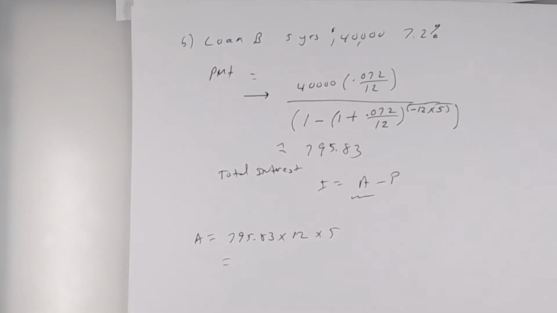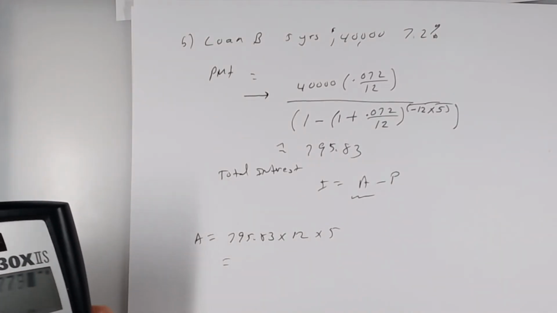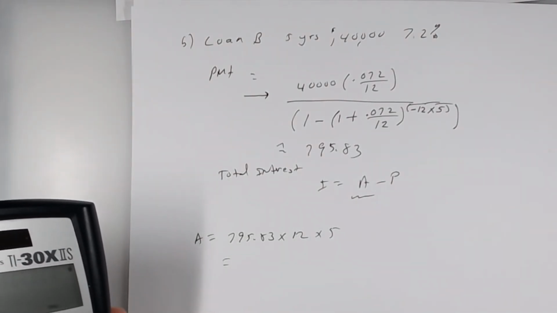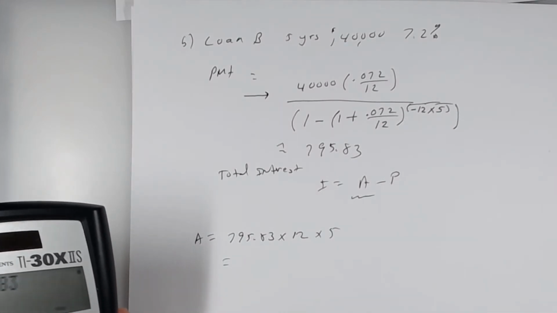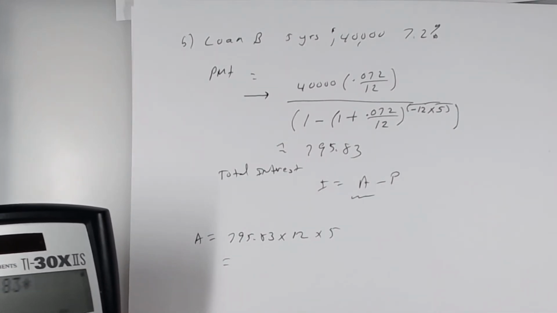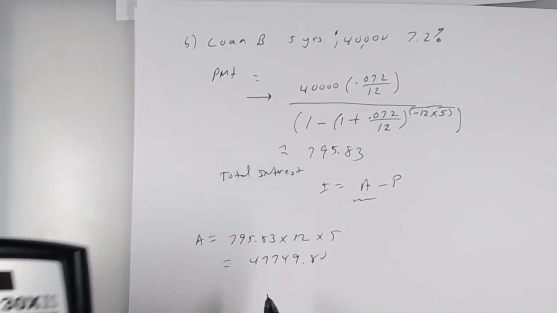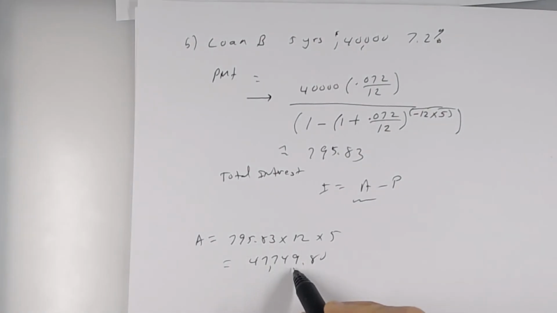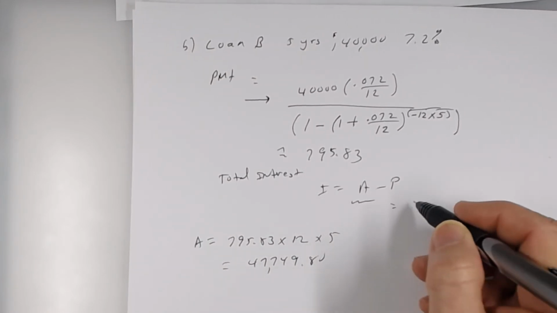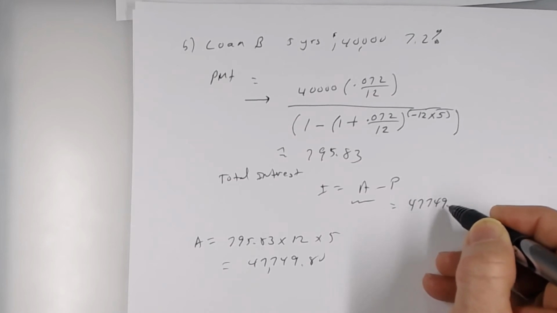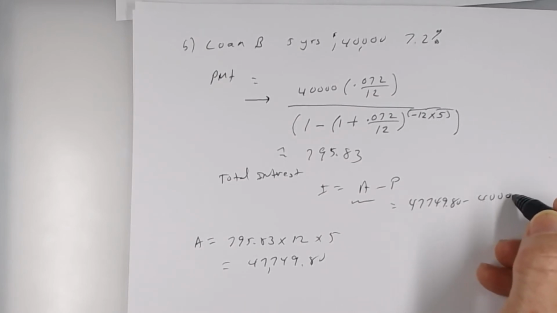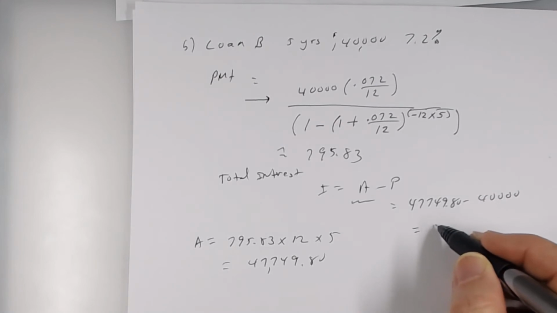And so when I do that, I get $795.83 times 12 times 5, or just times 60. And it's like 47,749.80. Is that right? Is that what y'all got? So that's my future value. So to find the interest, I would say that minus 40,000, and how much interest would I end up paying?